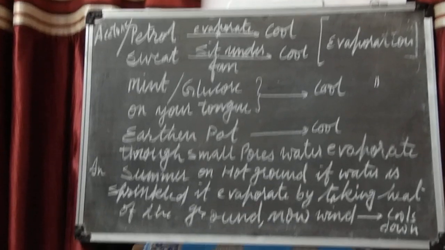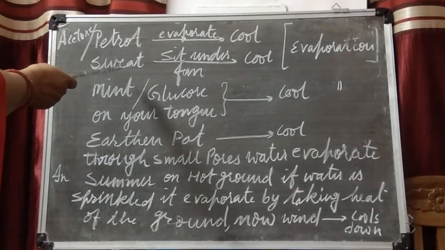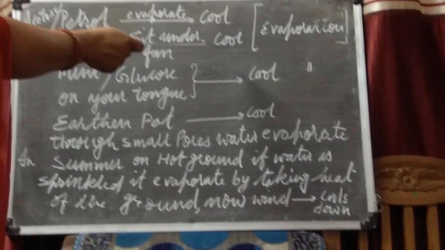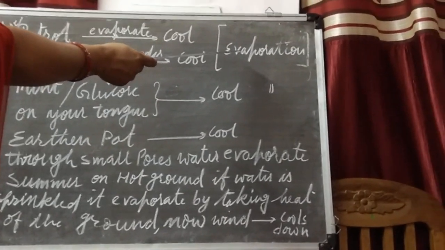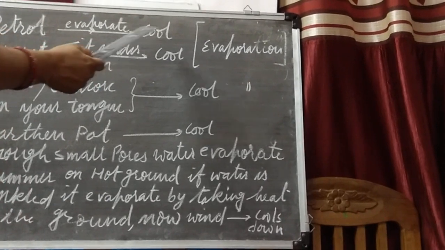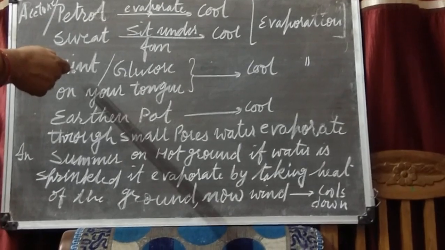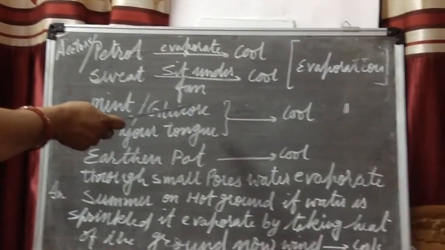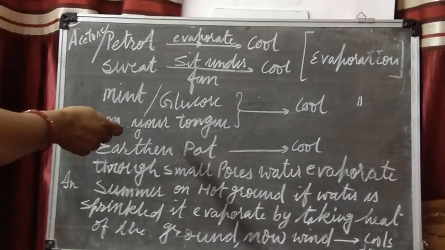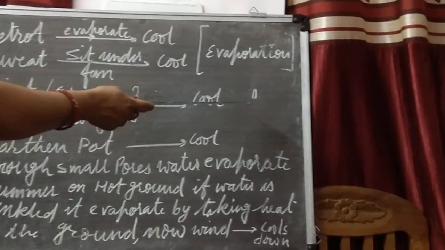Nowadays summer is going on, you sweat very much, and after that when you sit under the fan, what happens? You feel cool. Why? Because the sweat from your body is getting evaporated, and that's why you feel cool at that time. Another example, like mint, polo, you are aware of that. Glucose, when you keep it on your tongue, then also you feel cool. That is also due to evaporation.